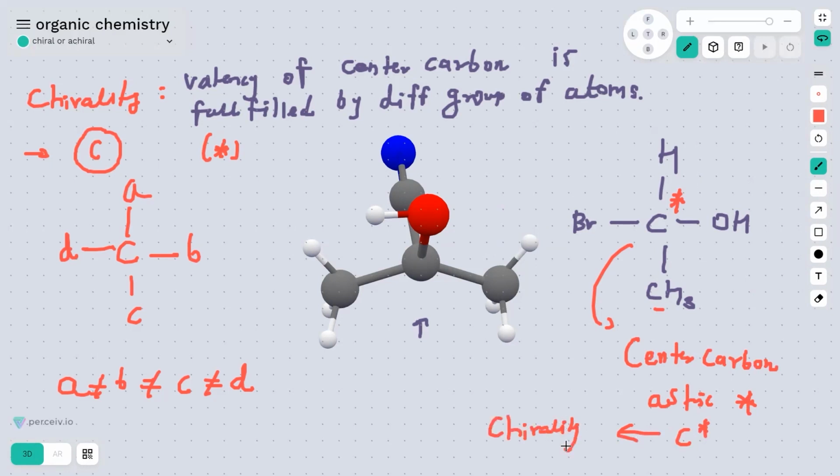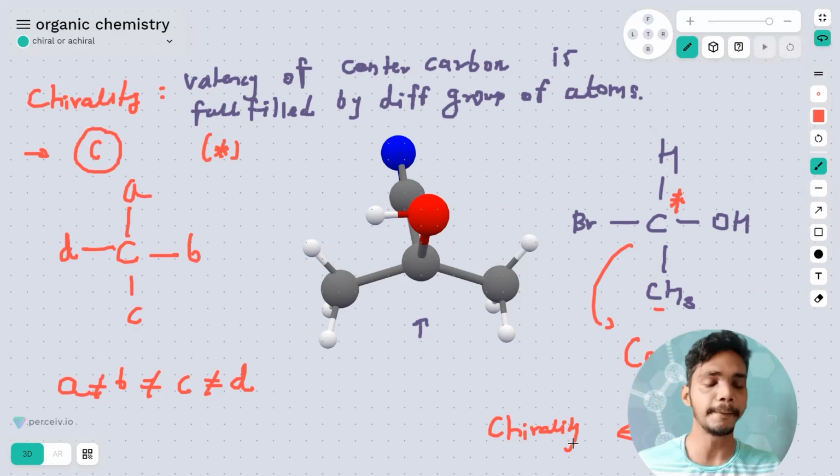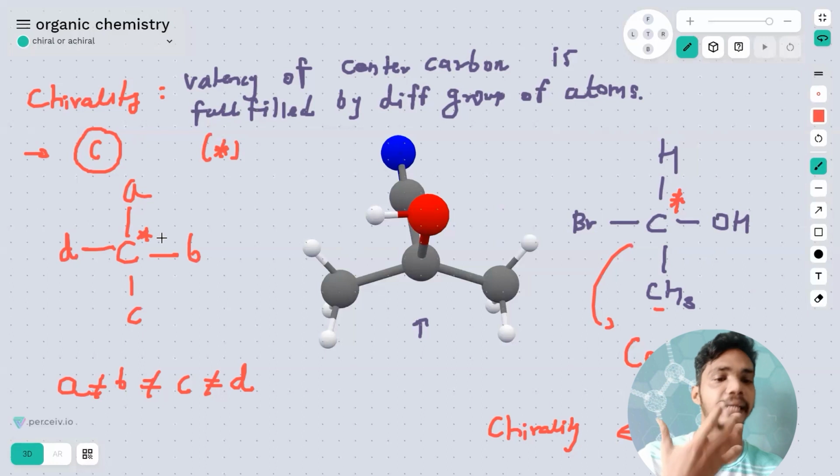That means the valency is fulfilled by different groups. It's called chirality, and that carbon center has to be marked with this sign. So whenever you find this kind of mark in a compound, that means the molecule has a chiral center. Exactly correct. Now the question is, is it possible to have a different chiral center in the same molecule? Yes, we will see that later on.